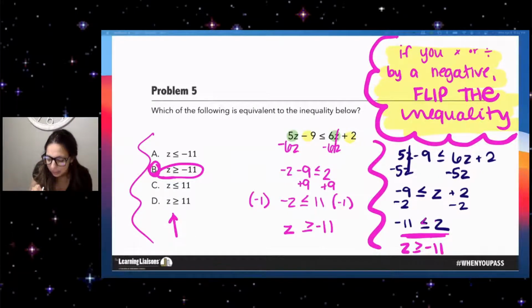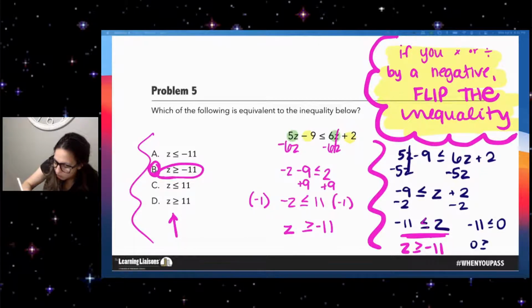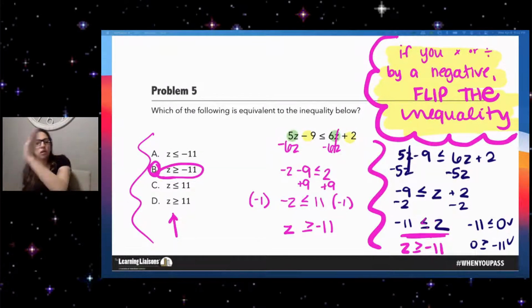-11 is less than or equal to Z, or Z is greater than or equal to -11. So if I think of an example, 0. 0 is greater than or equal to -11. If I plug in 0 to either of these, -11 is less than or equal to 0, or 0 is greater than or equal to -11, they're both true. So if I take that and I totally flip it upside down, it still works.